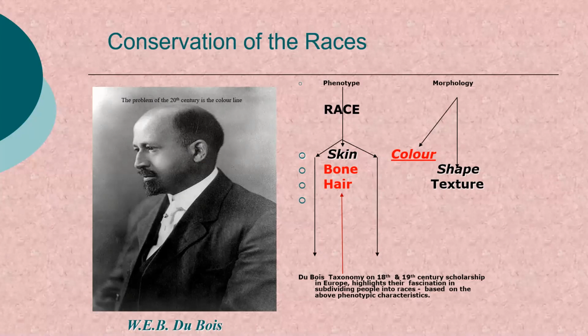He talks about how, if you look at the European literature at the time, they focused primarily on color, bone, and hair. So they're looking at skin color, the shapes of bones, especially the skulls, and the texture of hair. This is what the Europeans were fascinated about, especially in the 1800s and the turn of the 20th century.